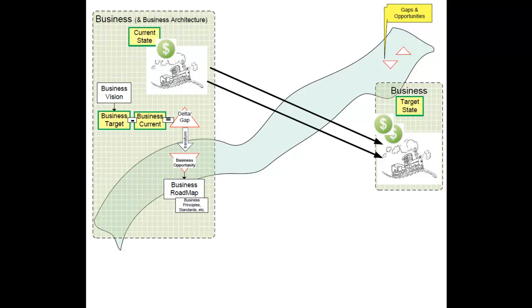Action 1. Take the business target state and subtract the current state from it. The result is the gap or delta, which is the difference between where the business is and where it is going to be. Delta then gets converted into a business opportunity, and out of this a business direction, or a roadmap with timelines, landmarks, and intermediate results.